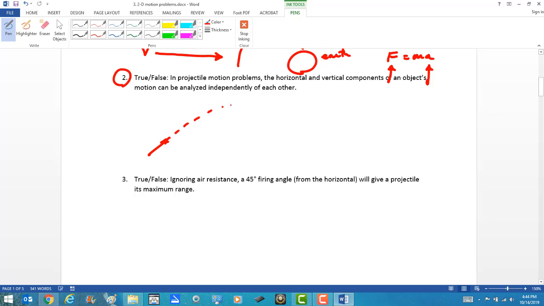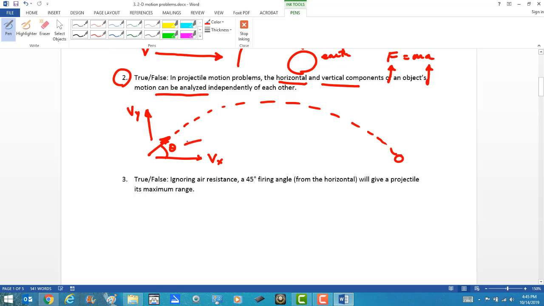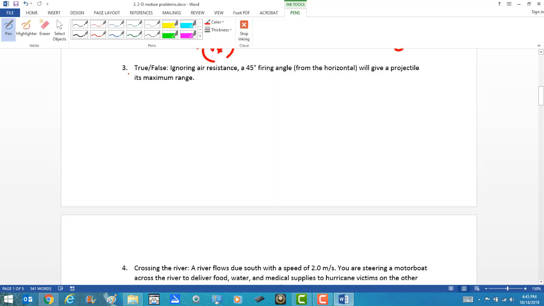True, false. In projectile motion problems, that's where we have a cannon, let's say, and it's shooting a cannonball, and it lands some distance down there. The horizontal and vertical components of an object's motion can be analyzed independently of each other. Actually, they have to be, they must be. The vertical component of its velocity, let's say, and the horizontal component of its velocity have to be analyzed independently. That's why we need to use trigonometry based on the firing angle to come up with the vertical and horizontal components of velocity.